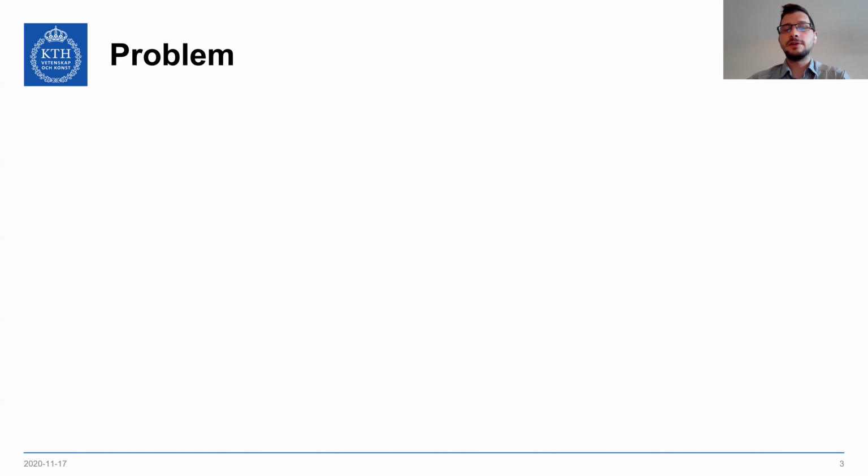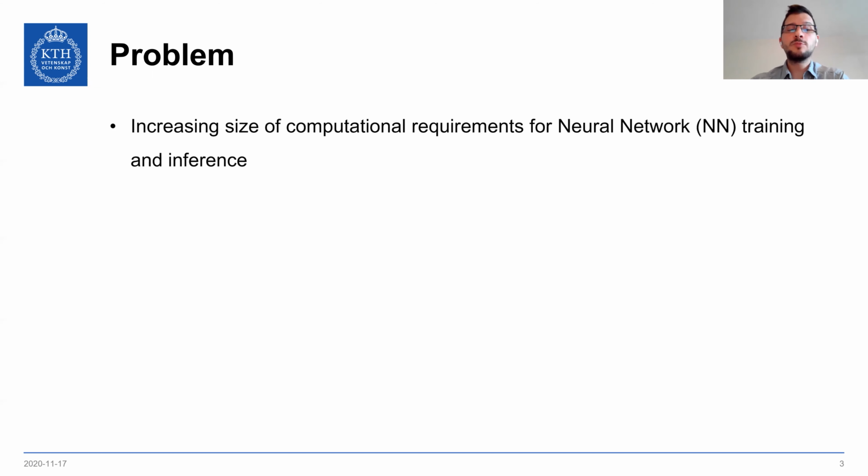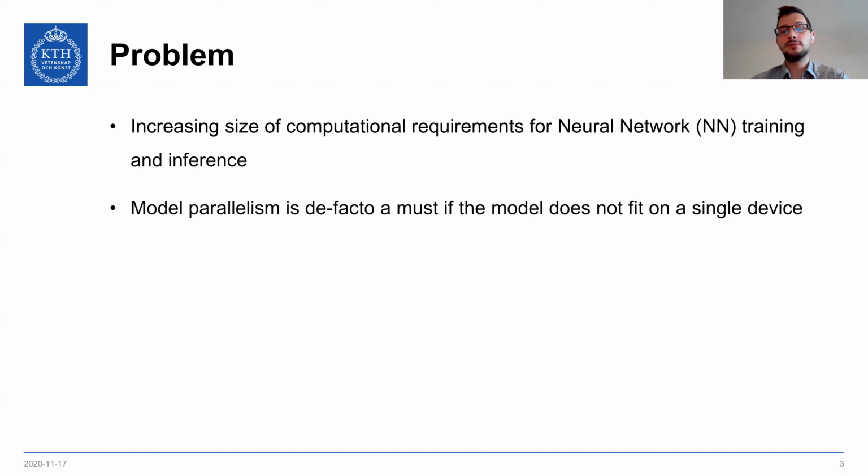Modern neural networks are required to perform increasingly complex tasks. That is why more data and more parameters are needed to keep up with the demand. By increasing in size, the neural networks can reach a point where they cannot fit on a single machine. In these cases, scaling by model parallelization becomes de facto a must.